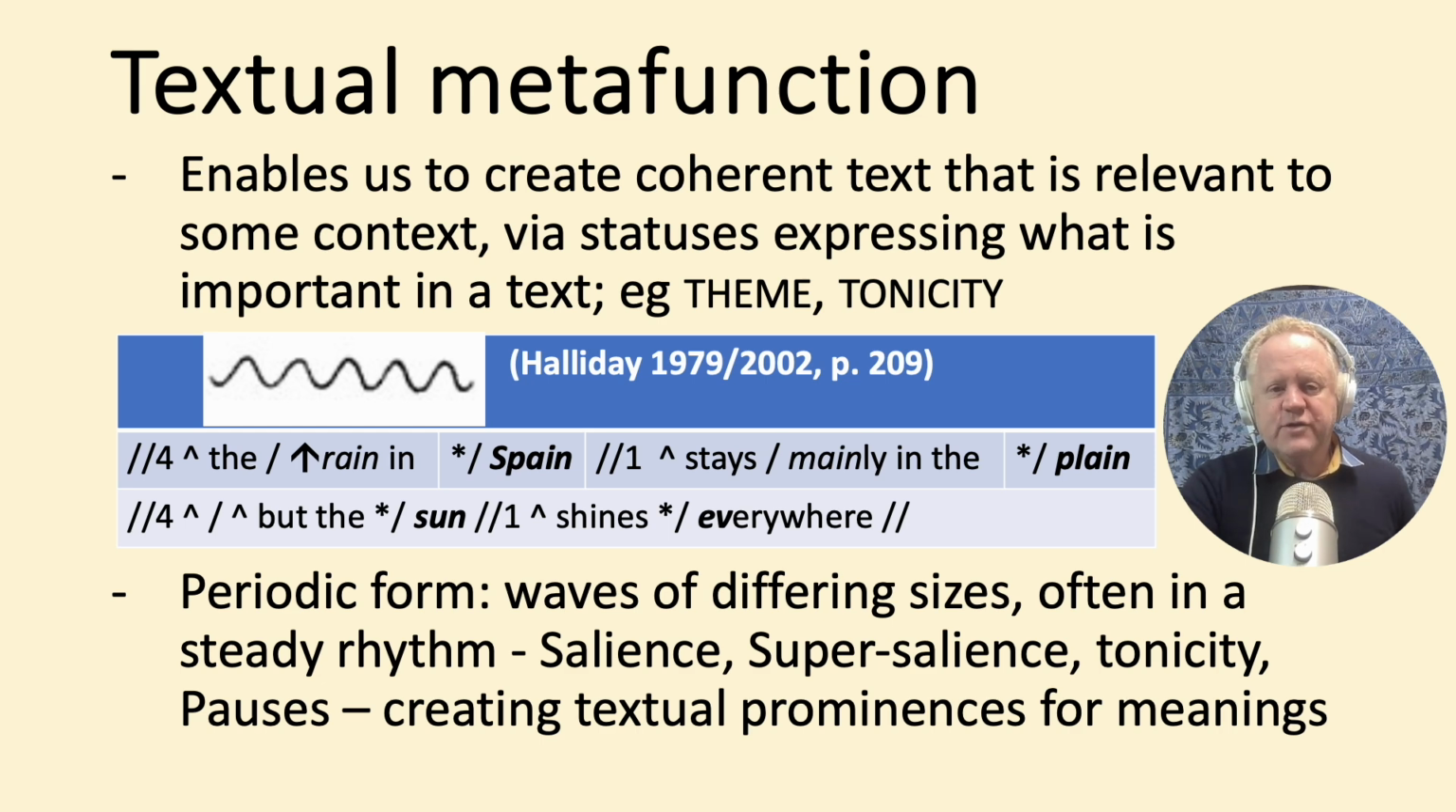Another wave of textual meaning is formed by silent beats in an established rhythm, which I call pauses. For example, in the two silent beats after plain, mainly in the plain, but the sun. As Sue Hood has shown, these are very important in organising the overall text at a macro scale, for example, signalling new phases or stages in the lecture genre.